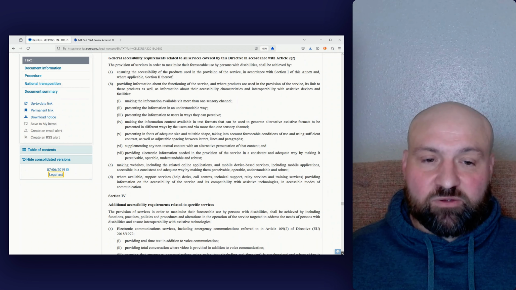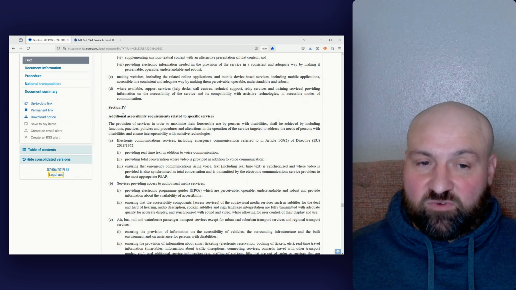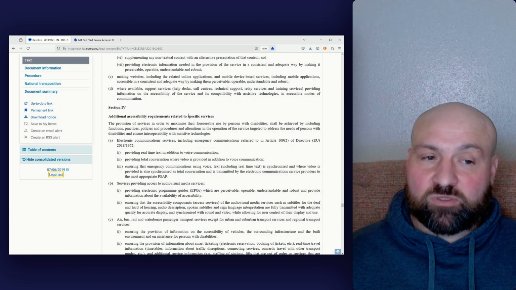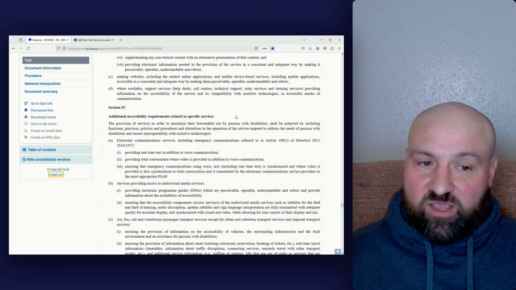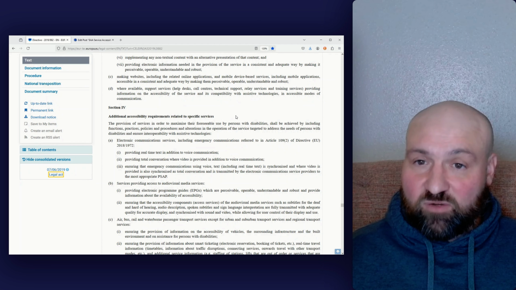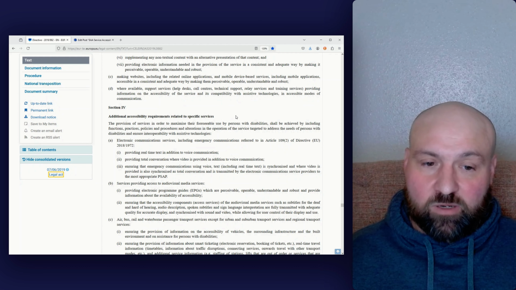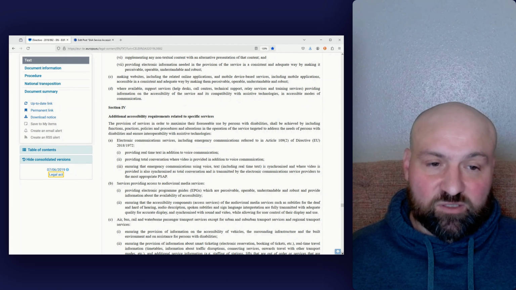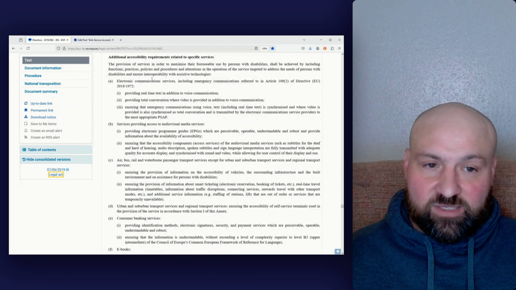Now, we're going to continue down, and then there's also Section 4. Underneath Section 4, it reads additional accessibility requirements related to specific services. So here, you may not be covered, but if you see your specific service covered, then you also need to be aware of these requirements and meet these requirements so that you are compliant. And there are seven specific services that are listed out, and then there are requirements under these seven services.